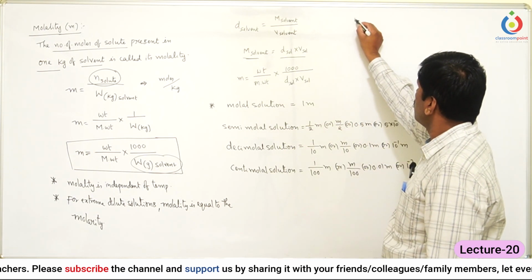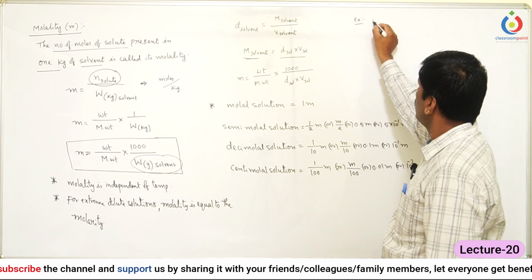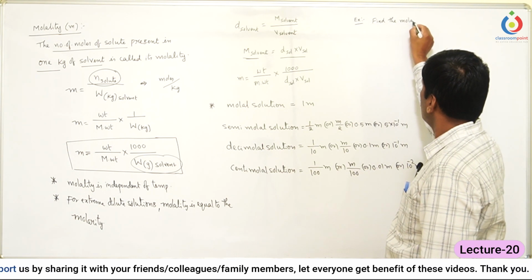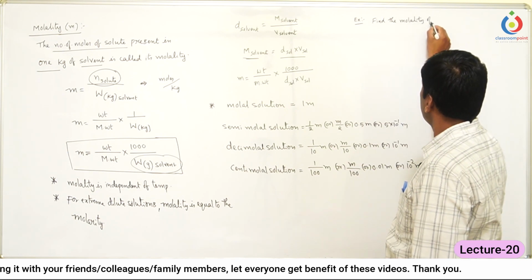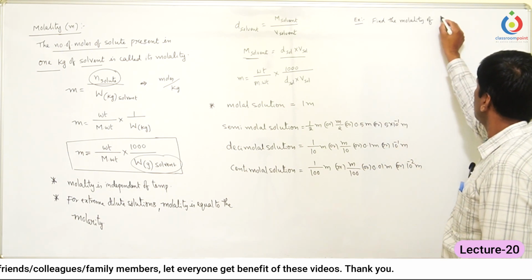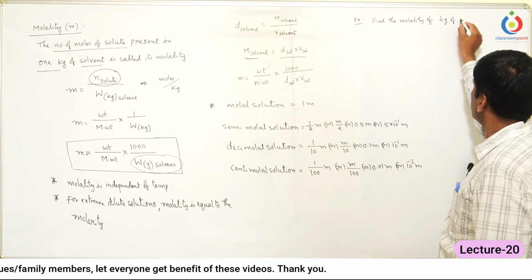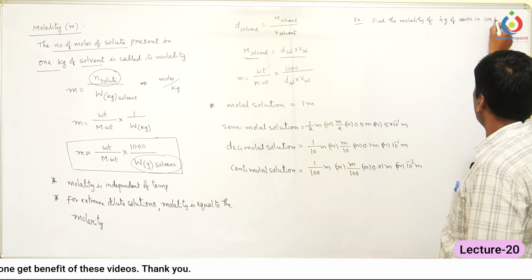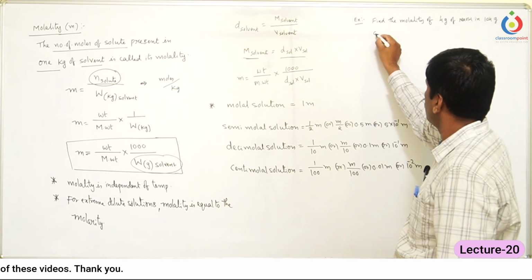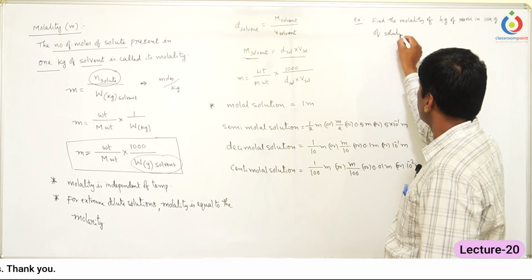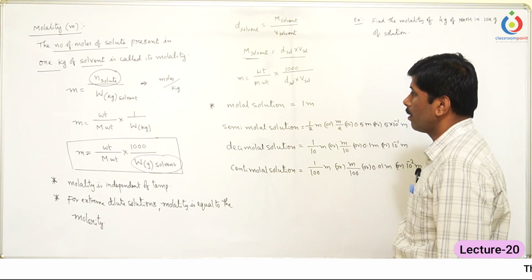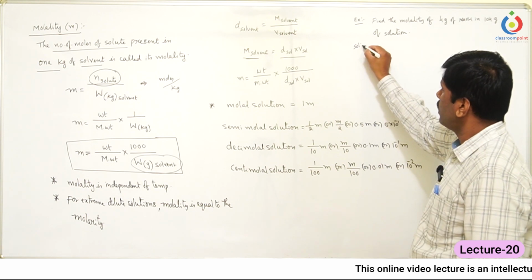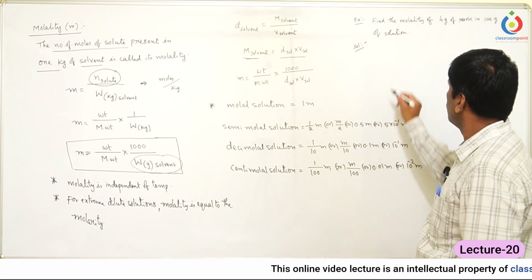So the example question here is, find the molality of 4 grams of NaOH in 104 grams of solution. So here the mass of the solution is given. So let us try to solve this question.